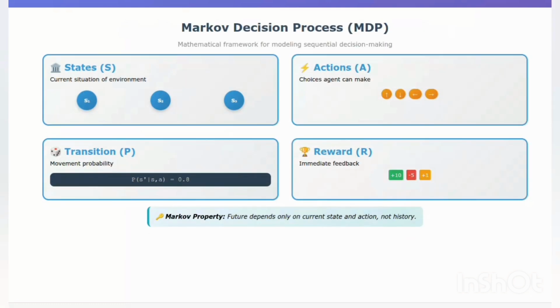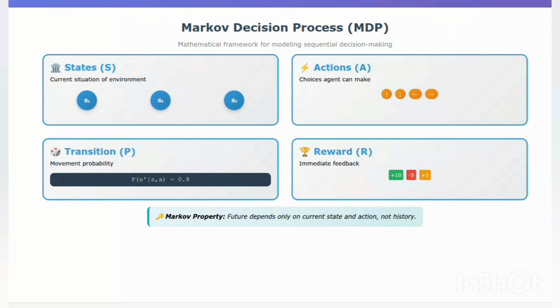Most RL problems are formalized as Markov decision processes. An MDP provides a mathematical framework for modeling sequential decision-making in situations where outcomes are partly random and partly under the control of a decision-maker. It consists of states, S, the current situation or configuration of the environment, actions, A, the choices the agent can make in a given state, transition probability, P, the probability of moving from one state to another after taking an action, and reward function, R, the immediate reward received after taking an action in a state.